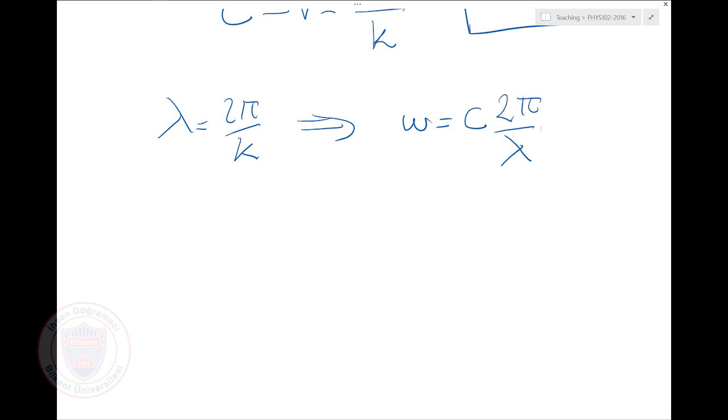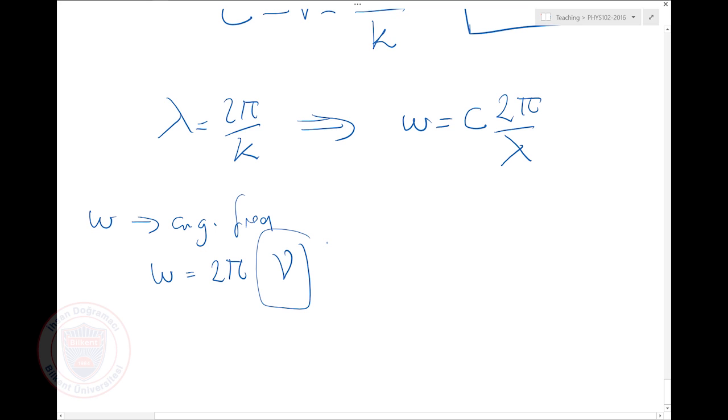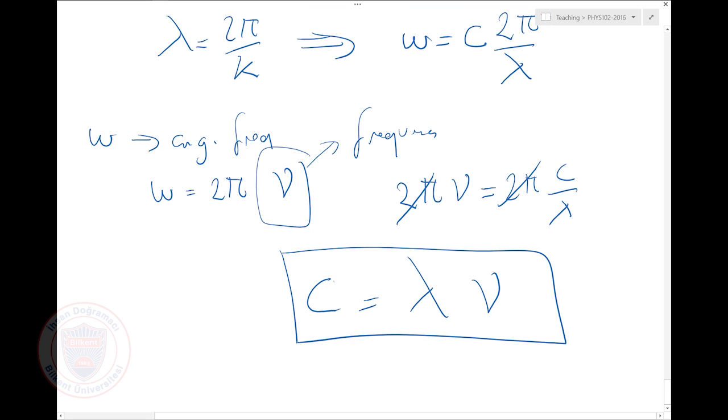Or maybe you remember this relation in another way. Instead of omega, which is the angular frequency, I'm going to define nu, which is called the frequency. So I'll write 2 pi nu is 2 pi C over lambda. 2 pi is cancelled. C is equal to lambda times nu. Speed of light is wavelength times frequency of the oscillations.